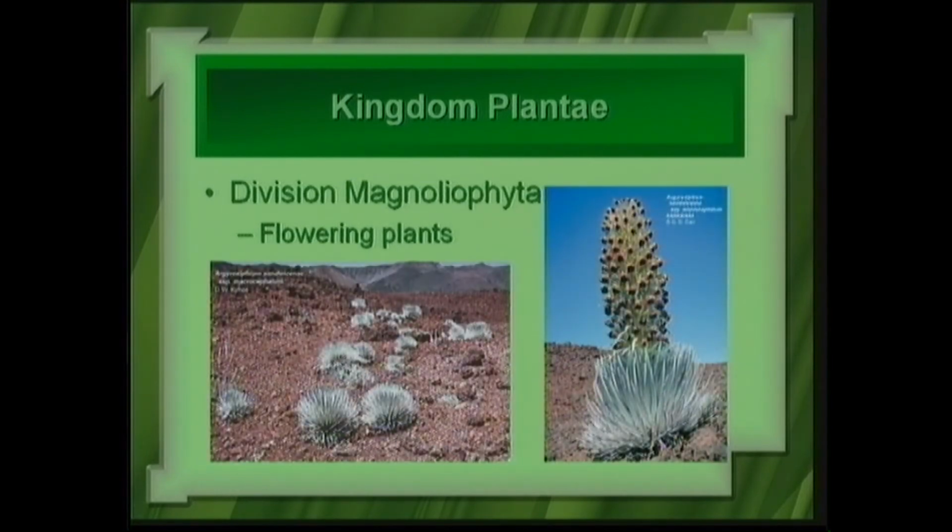Here's a Haleakala silver sword. Here's a bunch of them growing all in this area here. Here's one with a big flowering inflorescence. This is a monocarpic plant. That means it will grow for up to 15 years, and then when it sends up its flowering stalk, it'll flower, form fruits, and then it'll die.